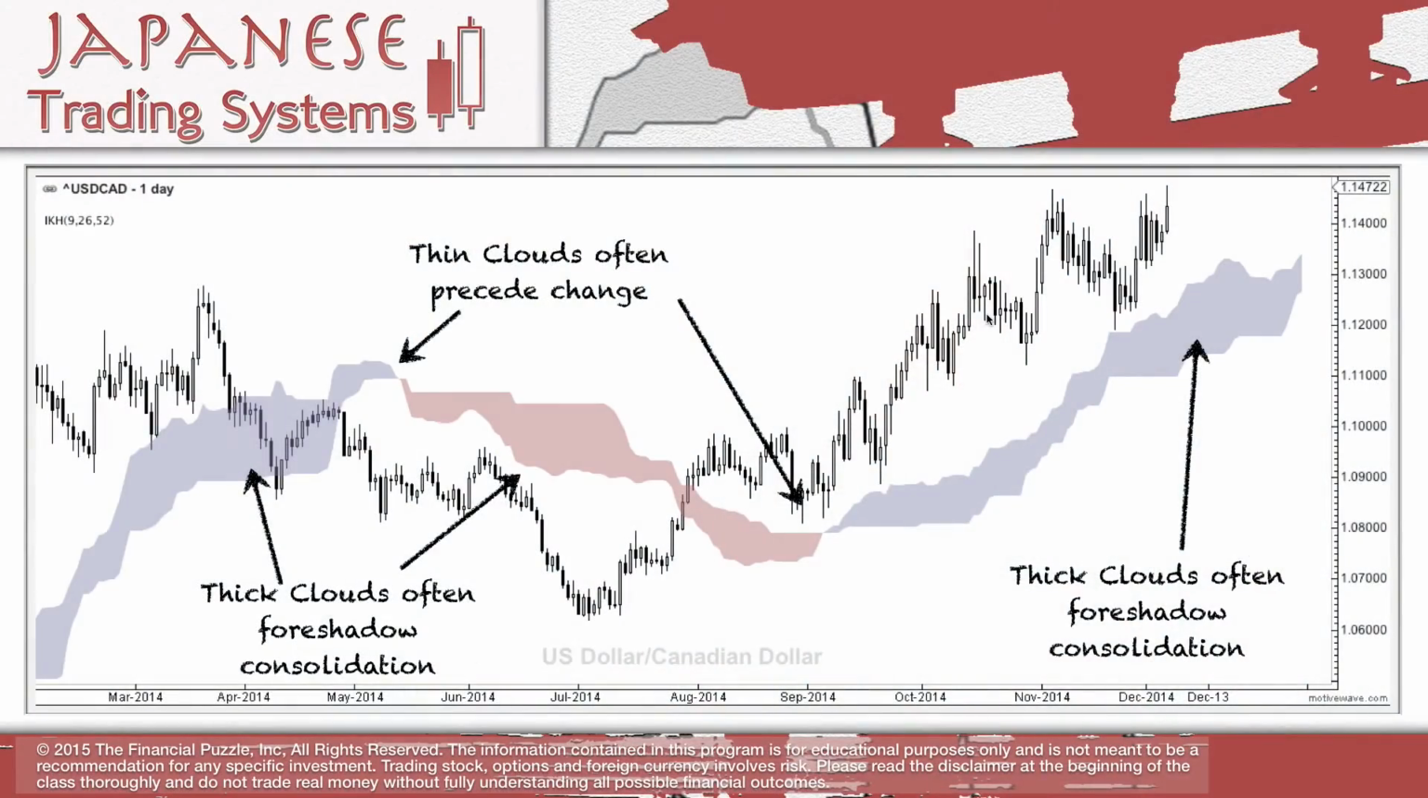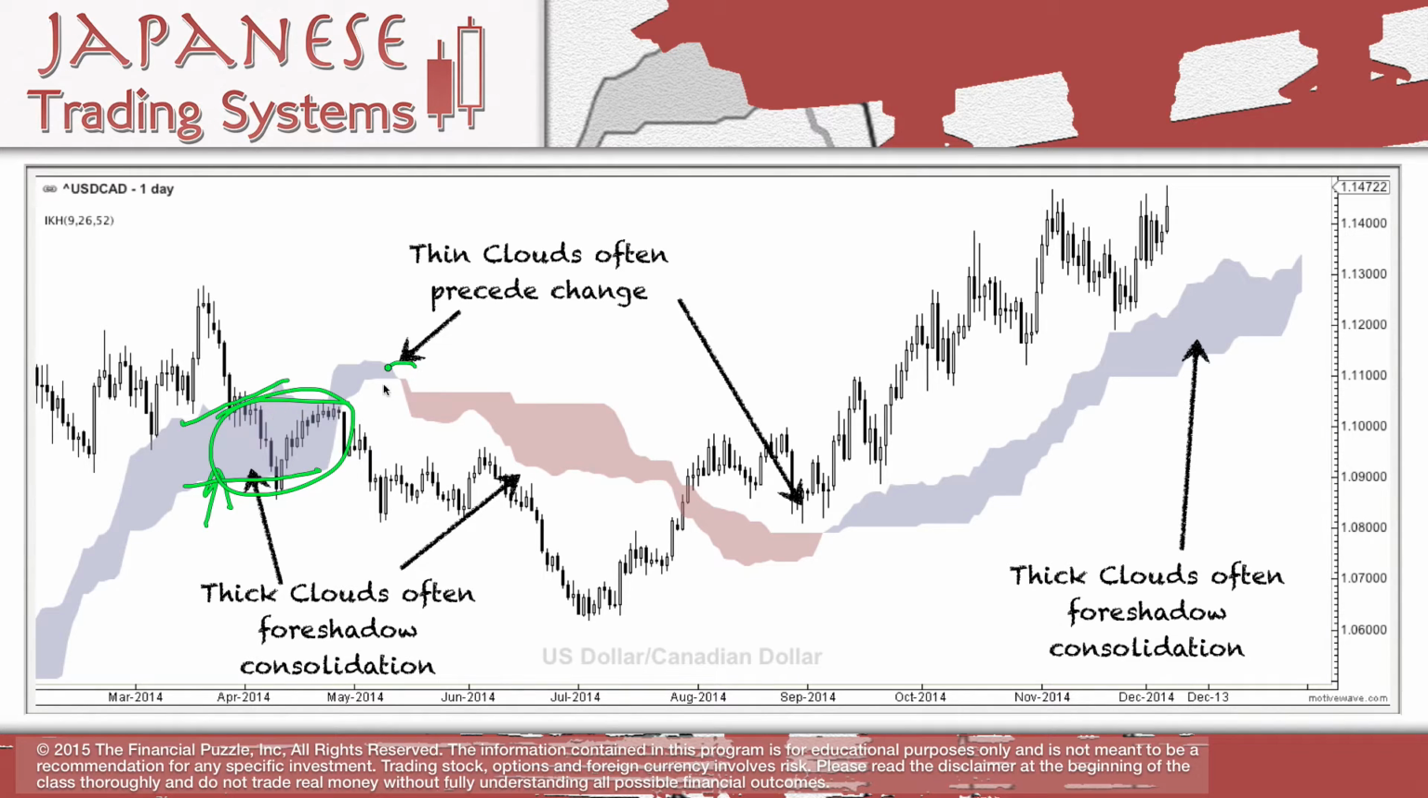So again, let's look at this picture here. Notice the thick clouds right here. Okay, so first thing here, we had a very thick cloud. You see how thick this kind of bluish purple cloud is, and that's exactly where we ended up consolidating in the future.